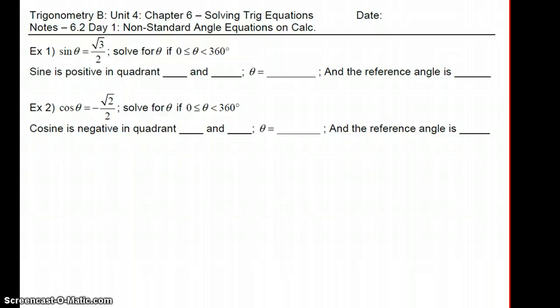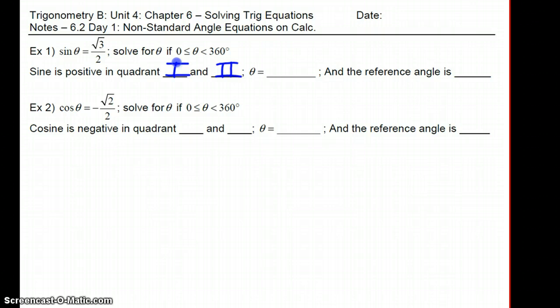Taking a look at the first example here, it is back from unit circle material, so it says sine of theta equals root 3 over 2, and we want to know what values of theta are going to make this equation true. I'm going to go through a little bit different of a thought process than we did in the unit circle. The first thing I want you to think about is, where is sine going to be a positive value? Well, sine is positive in both quadrant 1 and quadrant 2. Back to All Students Take Calculus.